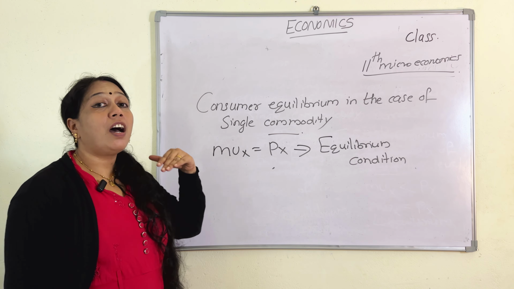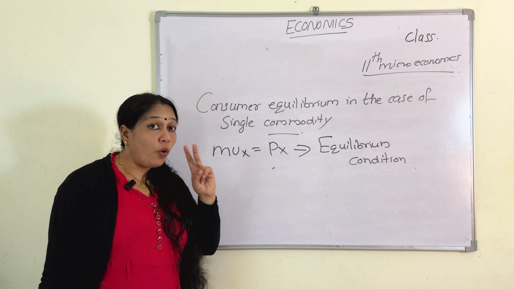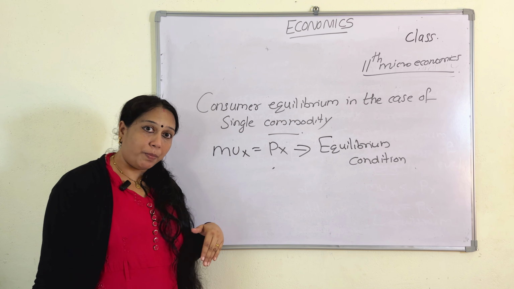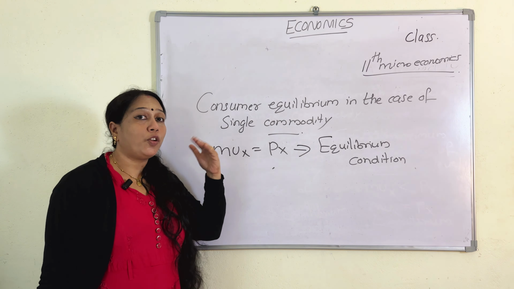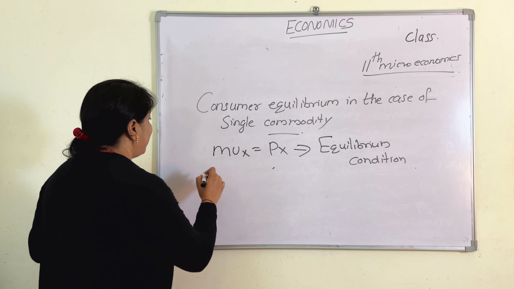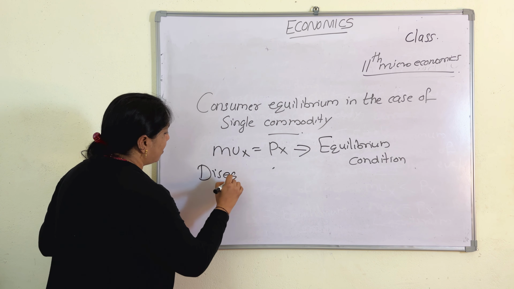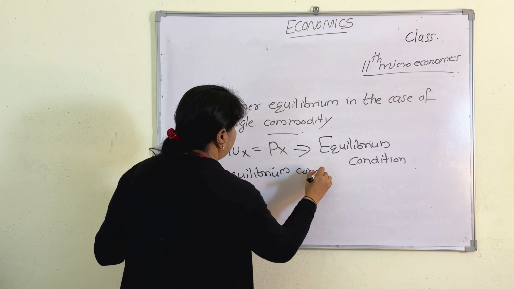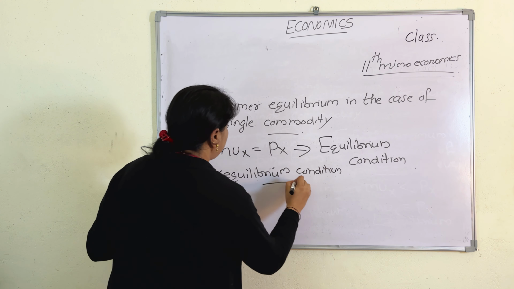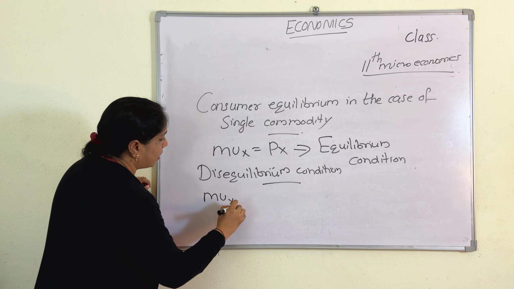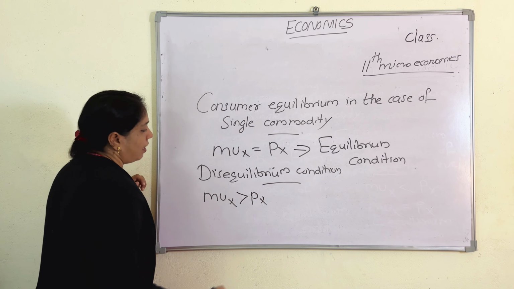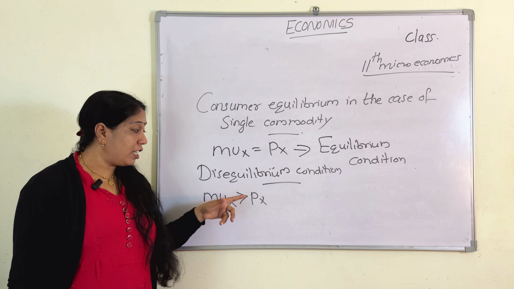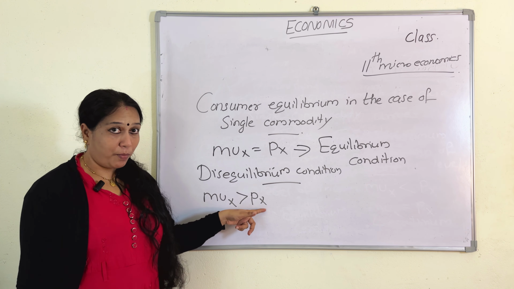Now we will study the two disequilibrium conditions, and how a consumer attains the equilibrium condition, how he comes back to the equilibrium condition. First one is MUx more than Px. Here you can see that the marginal utility of commodity X is more than the price of commodity X.